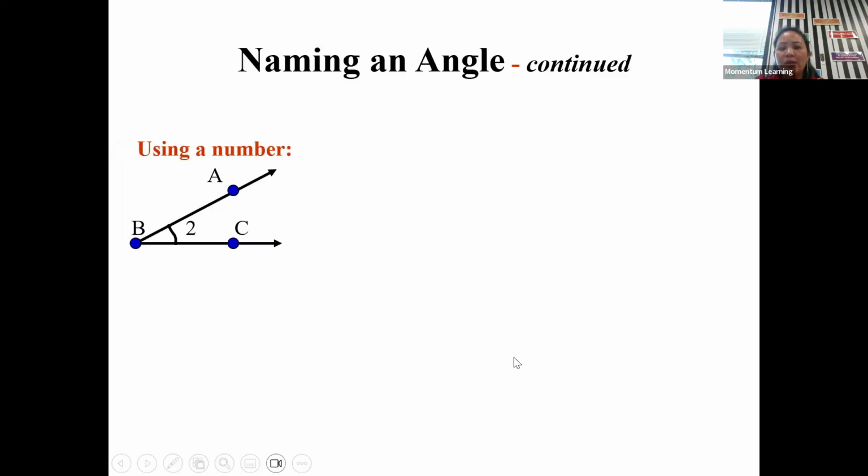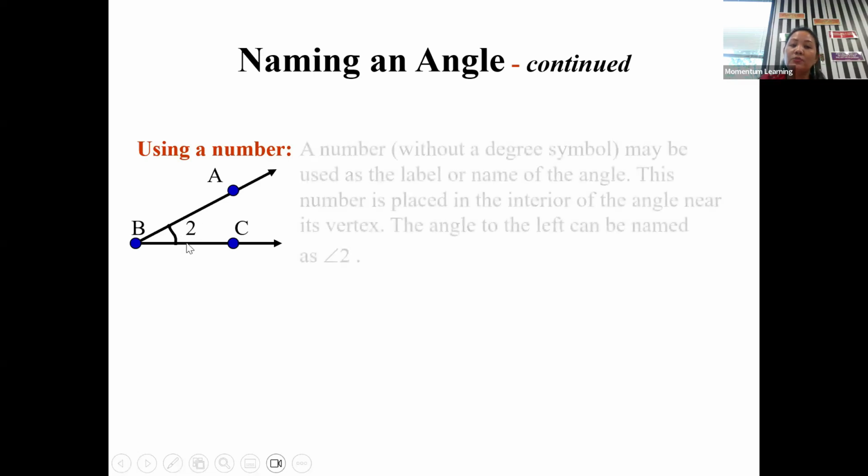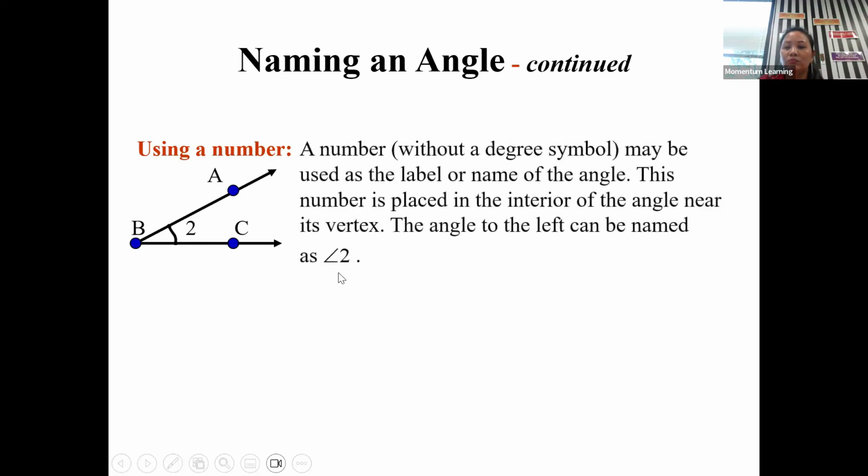Third, you can name the angle using a number. So if there's a number in between the two rays, then this is basically a name. This is not a 2-degree angle, all right? This is telling you that this is number 2. This is referring to angle number 2. How do you tell? There's no degree symbol right next to it. So if there's no degree symbol, it's referring to the naming of the angle.